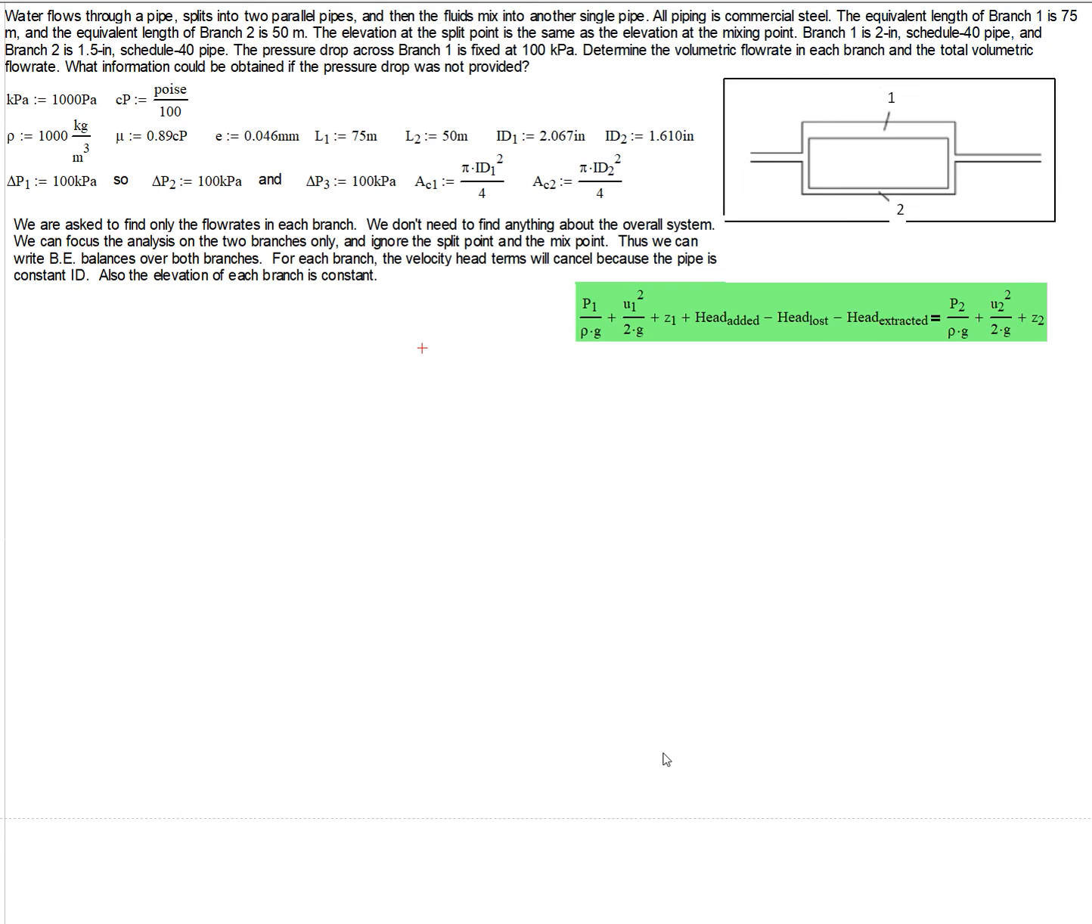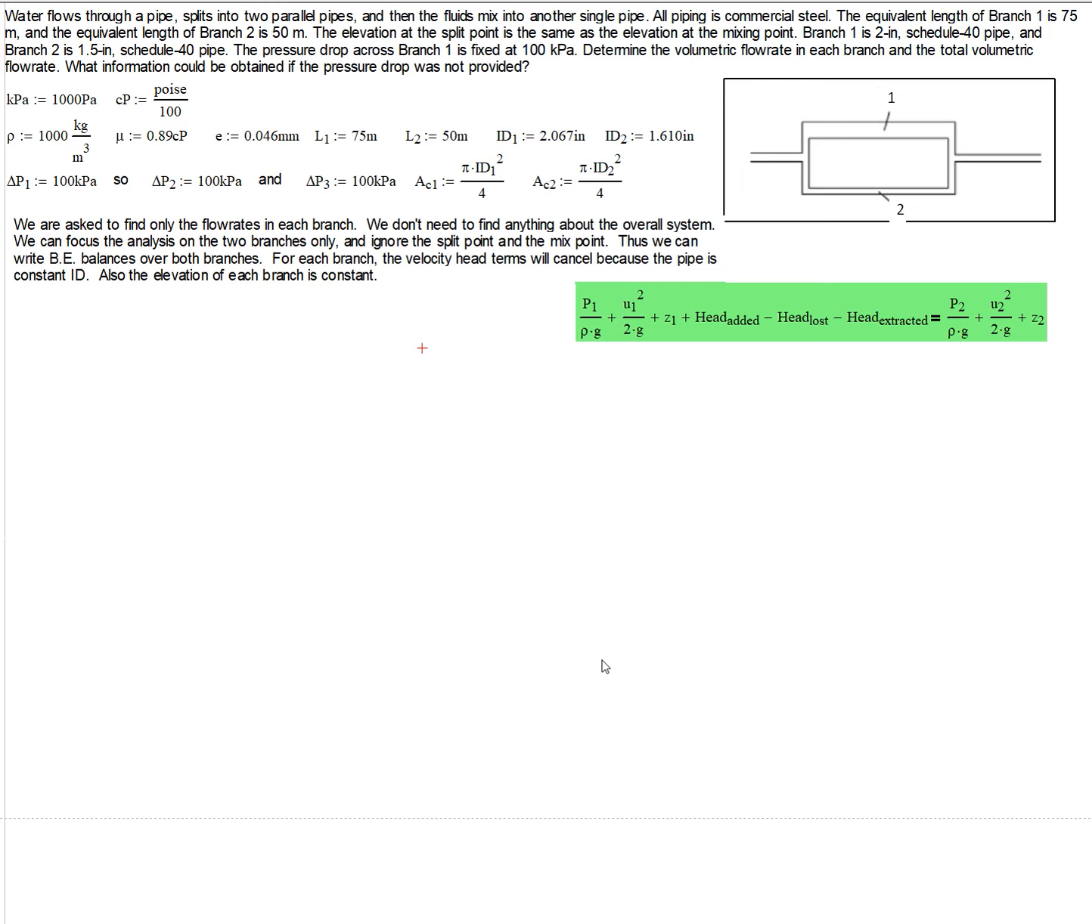The elevation at the split point is the same as the mixing point, so we don't need to worry about elevation changes. We're told that branch 1 is 2-inch Schedule 40 pipe and branch 2 is 1.5-inch Schedule 40 pipe. The pressure drop across branch 1 is fixed at 100 kilopascals. We want to determine the volumetric flow rate in each branch and the total volumetric flow rate. And then as a second part that we'll deal with at the end, what information could be obtained if the pressure drop were not provided.